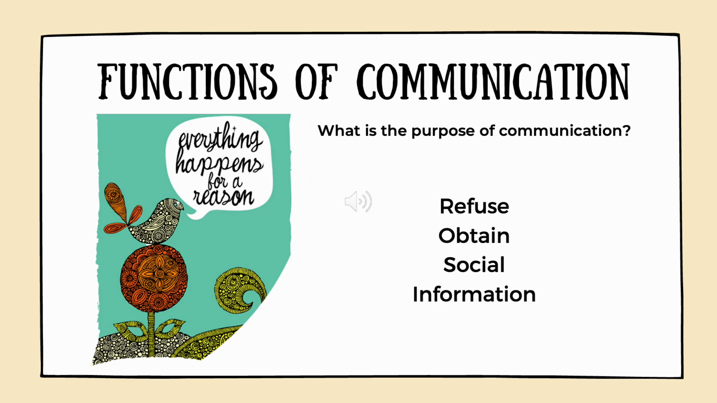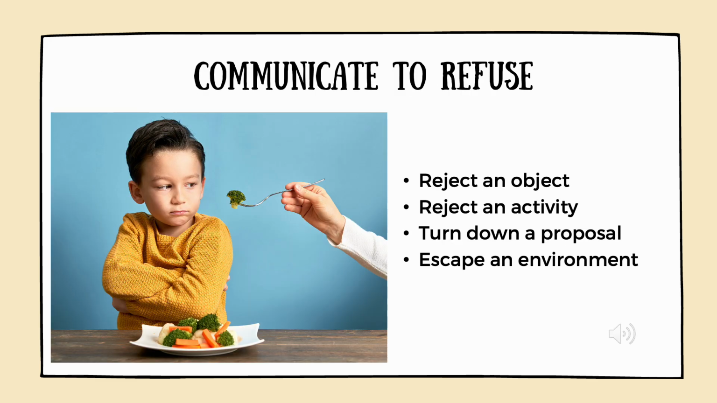ordered. The communication matrix asks us to look at the functions of our students' communication. Unlike the previous section where we were considering how the child communicated, now we're considering why they communicate. In the communication matrix, we're considering how they communicate when they're refusing or rejecting something, how they're asking for something, obtaining an item or an action from you, how they engage for social interaction purposes, and how they share and receive information. The first function that we're going to consider is communicating for the purpose of refusing something.